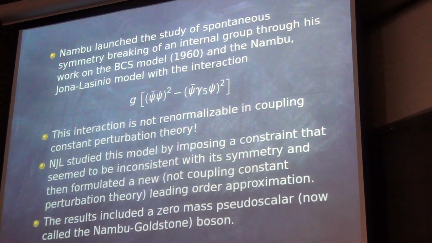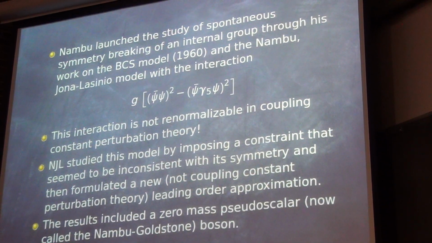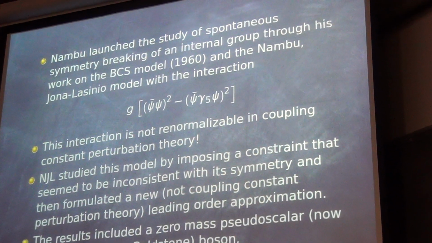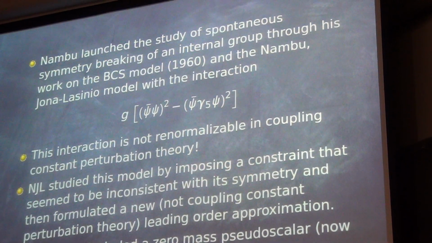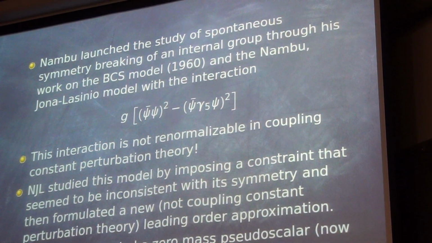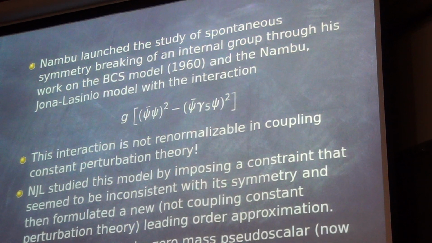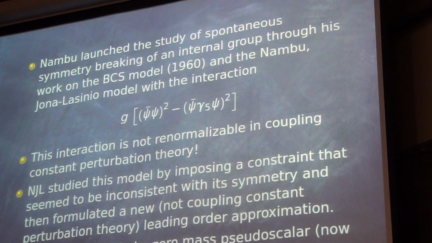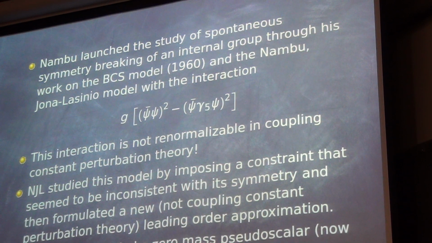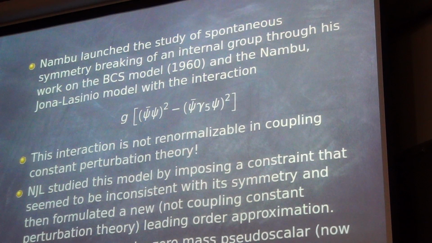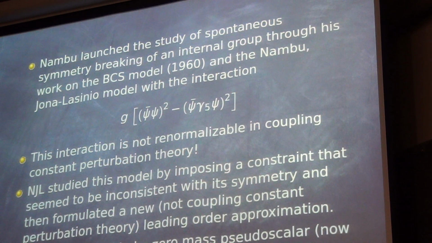It was made by Nambu and Jona-Lasinio. What they did was look at a model that had a four fermion interaction. You could think of psi as describing a spin 1/2, and this interaction that I've written down there, G times (psi bar psi) squared minus (psi bar gamma 5 psi) squared, is a four fermion interaction, and it is not renormalizable if you try to expand it, to try to solve it in the coupling constant G.